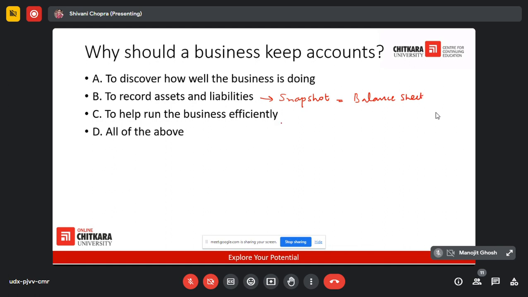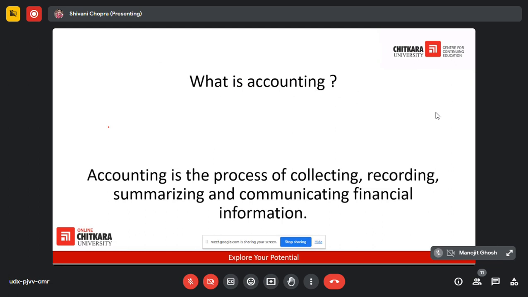To help run the business efficiently, because you'll understand where you are making expenses, what the points were where you paid over or extra, what the wastage was, and other things. All of this a business comes to know if it is keeping records, and that too monetary records, which we call accounts. So why should a business keep accounts? What is the correct option here? The correct option is option D.